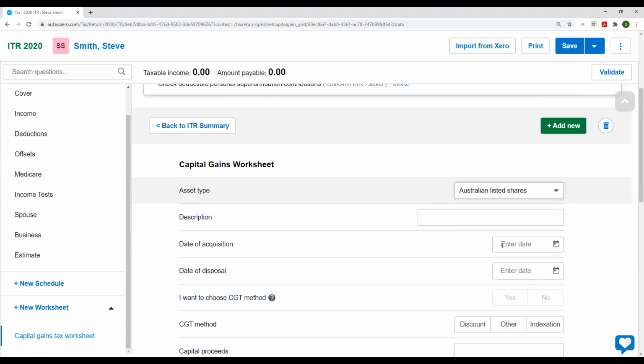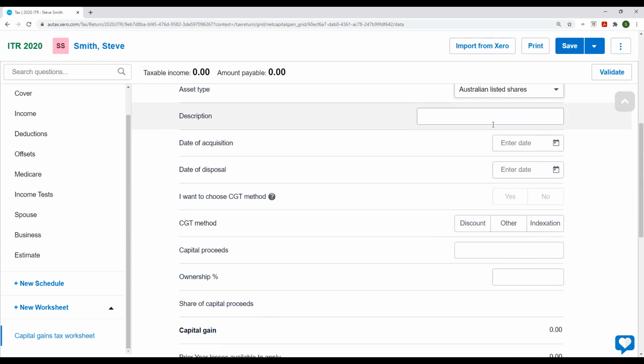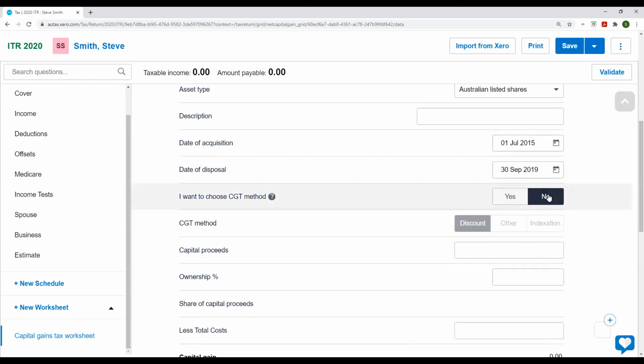Shares. So Australian listed shares, you enter the description by which company or whatever. What's the date you purchase? They say first of July 2015 the purchase, and 30th of September 2019 you sold it. Excellent. And at this point, you click other.